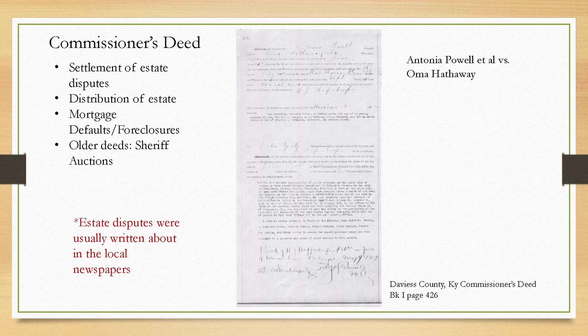Oma Hathaway is his sister-in-law. Since he didn't have any children, it went to her, and everyone else listed on there, his aunt and cousins, was suing the sister-in-law to get hold of that money. It didn't work out for her, though, because she got it, and as soon as she got it, all the cousins turned on her and tried to get it from her, and then she died. So when you find these in the deeds, you can go back and look in the papers. They're going to be written about a lot in there. Land transfers are in papers as well.